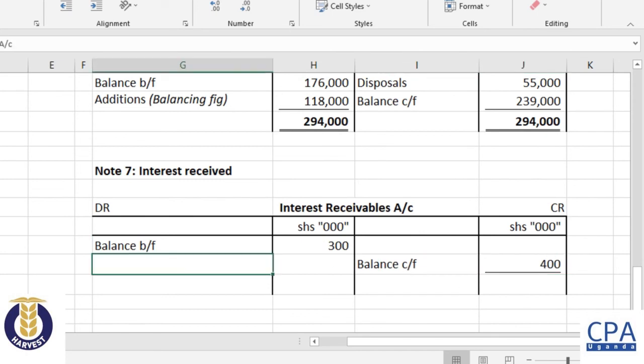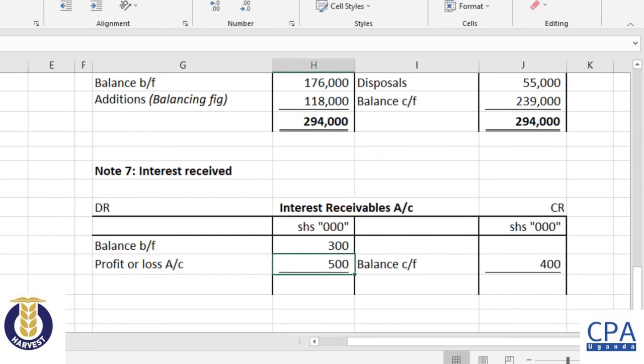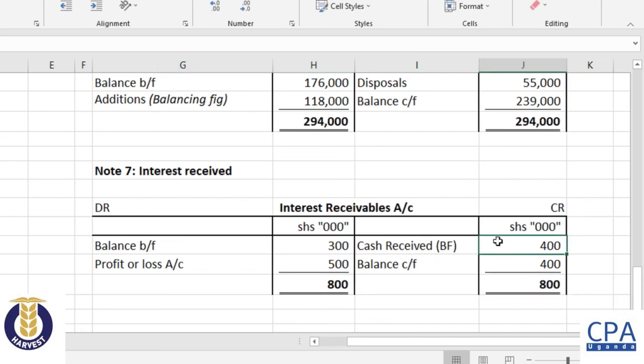Now we are told that there was some interest income that we earned of 500 million. If you look at note number 3, you'll see that 500 million, meaning that we received money associated with the interest receivable as the balancing figure. And of course, what's going to guide me is the debit side, because this one is complete. So I balance off from the credit side with the cash received. So the cash we received on interest is 400 million.